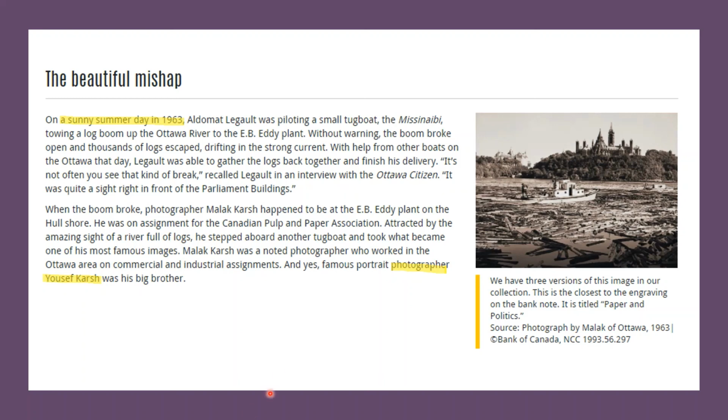A little more on the image on the back. It's actually a photograph. Here is the same tugboat and all the logs and the Parliament buildings. It says that the photographer was Malak Karsh, and it was a sunny summer day in 1963, and the boom broke apart. So a little bit of Canadian history put on the back of the note.